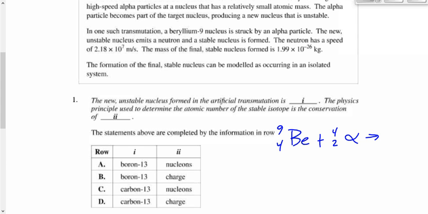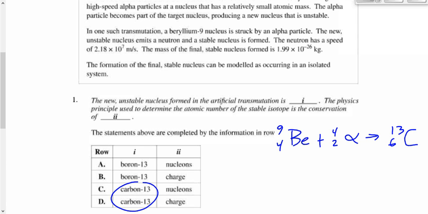Well, 9 plus 4 is 13. 4 plus 2 is 6. So we look on our periodic table for atomic number 6. This one I do happen to remember because it's very common, but you don't have to. Okay, we find that it's carbon. So the answer is going to be either C or D.